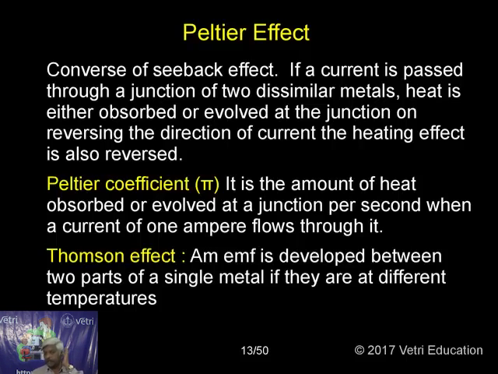In the Seebeck effect, there are two dissimilar materials, and we have to maintain a temperature difference. Here, the two dissimilar metals are there, through which a current is passed. When the current is passed, automatically at one junction heat is evolved, the hot junction, and at another junction heat is absorbed, the cold junction. So, the converse of the Seebeck effect: if a current is passed through a junction of two dissimilar metals, heat is either absorbed or evolved at the junction, and on reversing the direction of the current, the heat effect is also reversed.